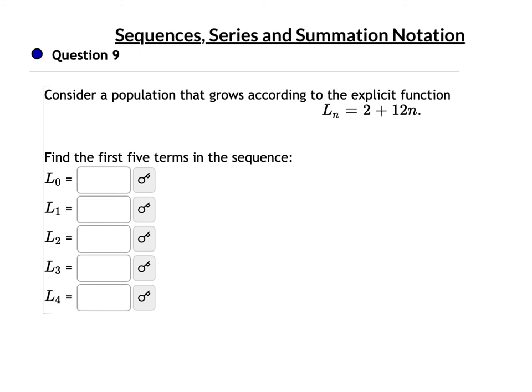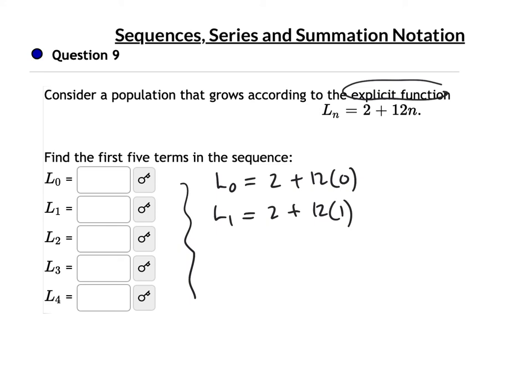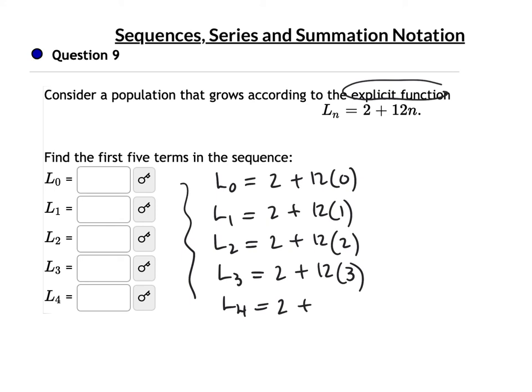Question 9 is an explicit function, meaning we could jump and find any one of these anytime we want. L sub 0 will be 2 plus 12 times 0. L sub 1 will be 2 plus 12 times 1. L sub 2 will be 2 plus 12 times 2. L sub 3 will equal 2 plus 12 times 3. And L sub 4 will be 2 plus 12 times 4. We get 2, 14, 26, 38, and 50.